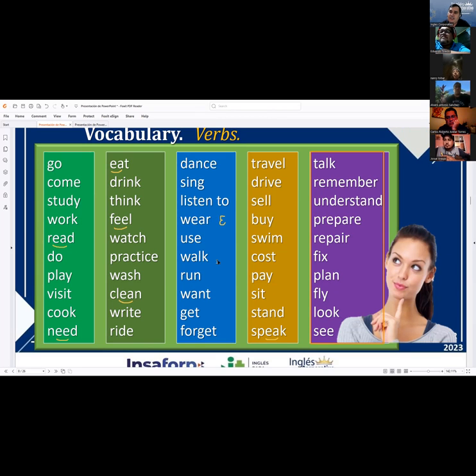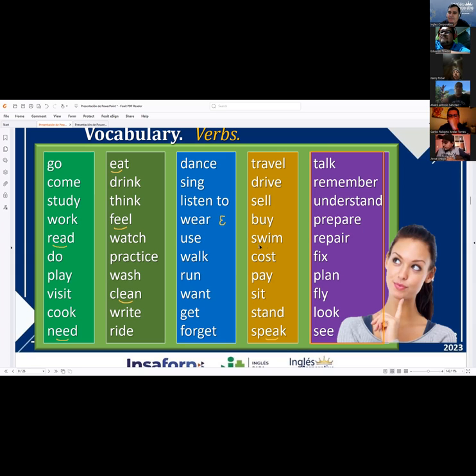I walk like an Egyptian. So I walk very fast. I run every day. I want to relax. I get up early. I forget my birthday. I travel by bus. I drive to work. I sell tacos. I sell pupusas. Okay. I buy pupusas. I buy tacos. I buy a hamburger.